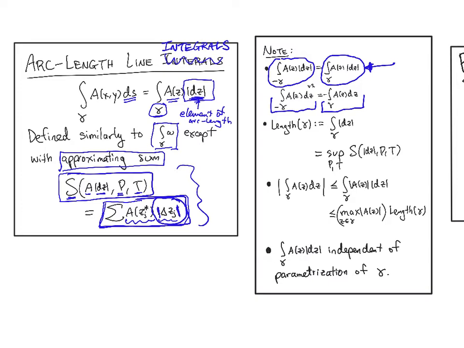And you use arc length line integrals to define the length of curves. So the length of a curve will just be defined as the arc length line integral that you get by replacing A with just the one function. And one thing nice about this is you can even define this length in situations where your approximating sums are tending to infinity in a certain sense.